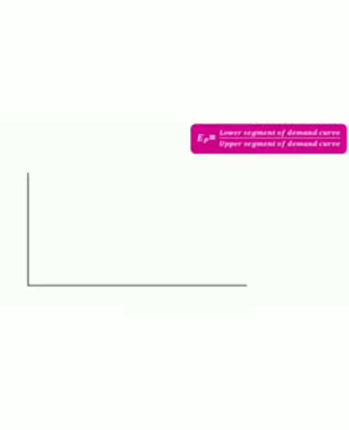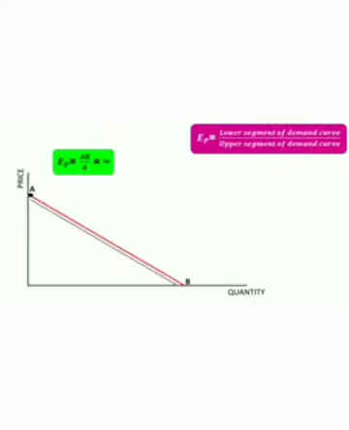Let us understand this concept in detail with the help of a diagram. In the diagram, we will measure price on y-axis and quantity on x-axis. Then we will first draw the demand curve and name it as AB. At point A, EP is equal to lower segment AB divided by upper segment 0. Therefore, EP will be infinity at point A.